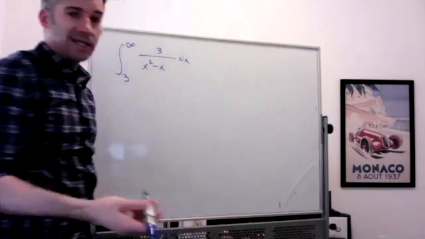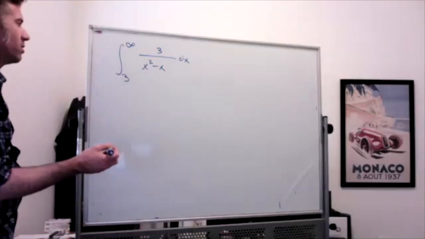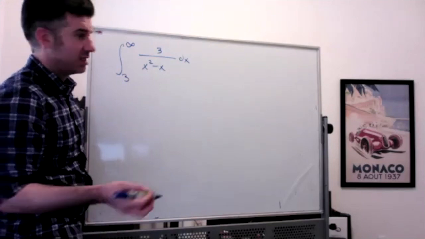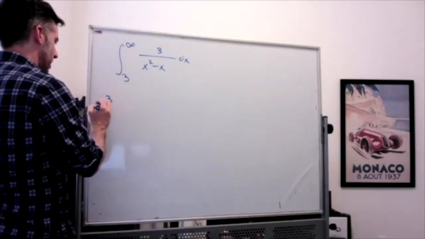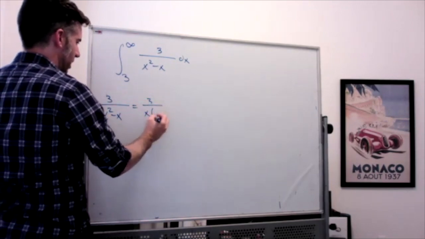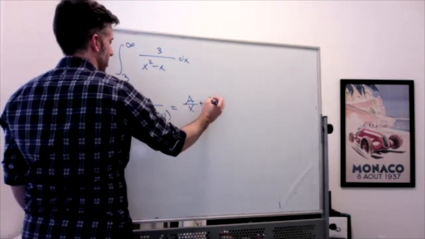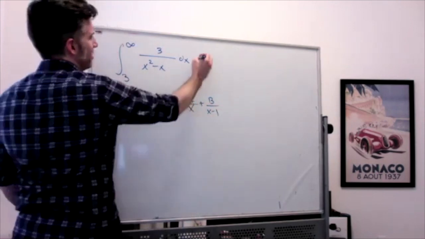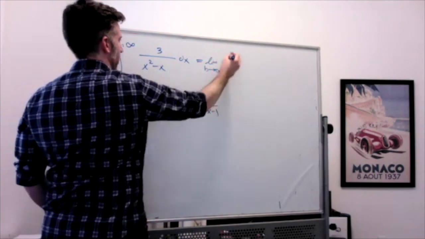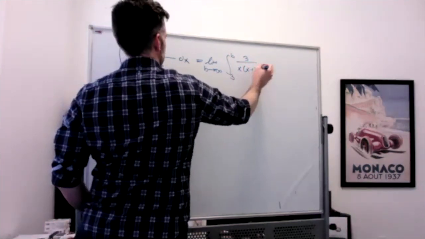So it's good to have an idea of what happens. We think, oh, this probably converges. So let's go ahead and see, how do we integrate that? I think it's partial fractions. So let's do the integral off to the side. So 3 over x squared minus x is 3 over x times x minus 1, which I'm going to say is a over x plus b over x minus 1. Also, I could do one step here and say this is the limit as b goes to infinity of the integral from 3 to b of 3 over x times x minus 1.